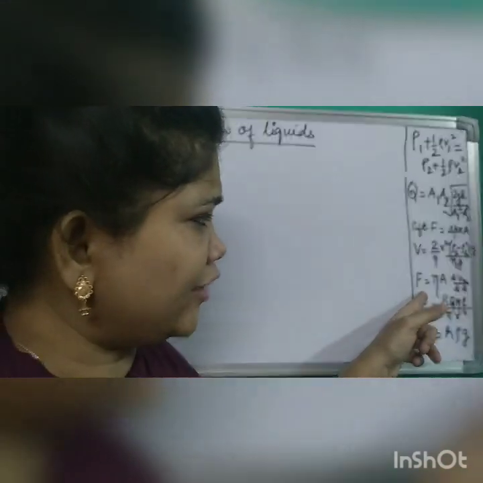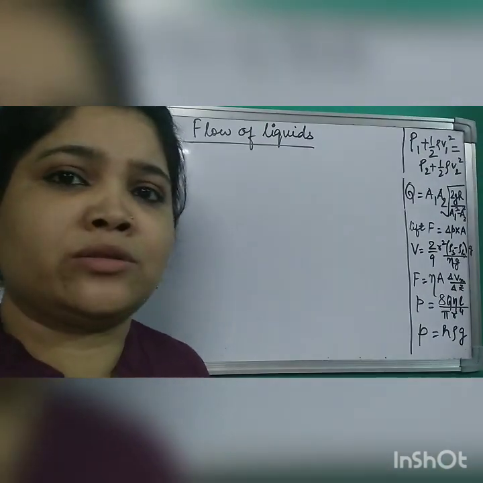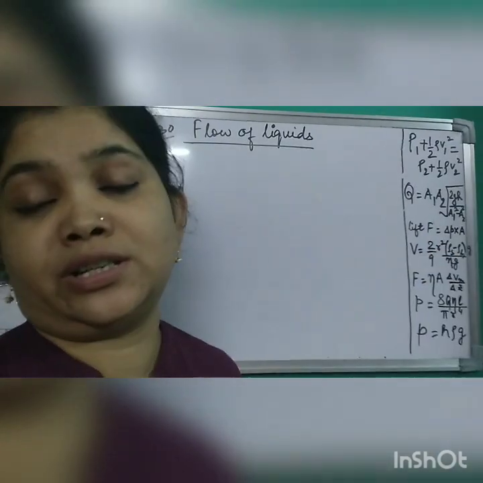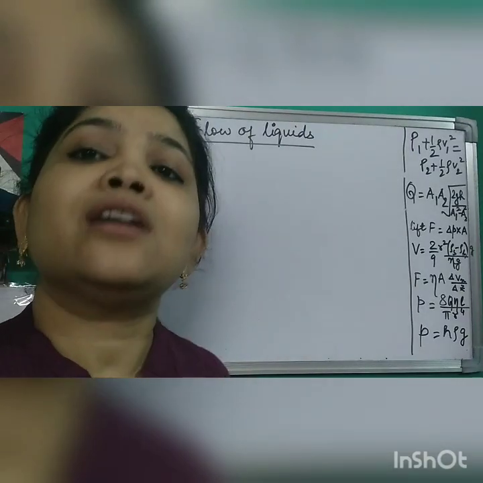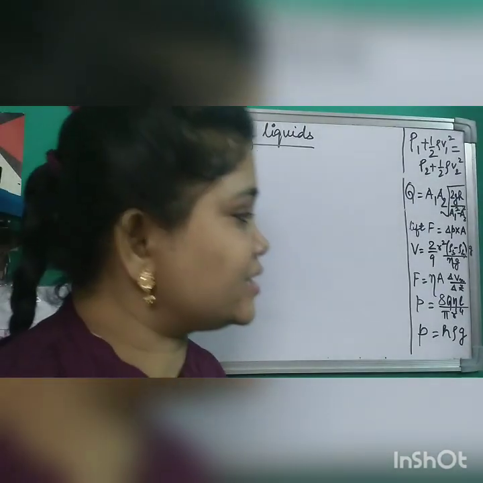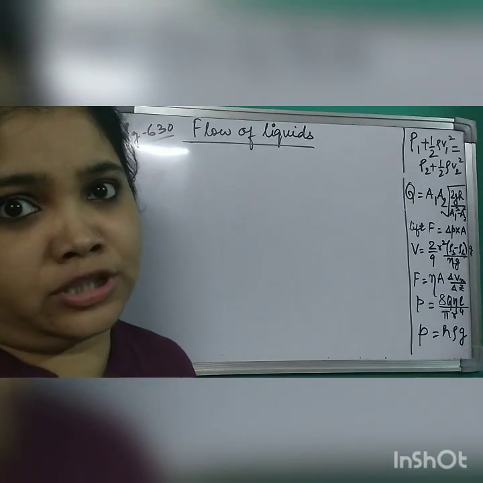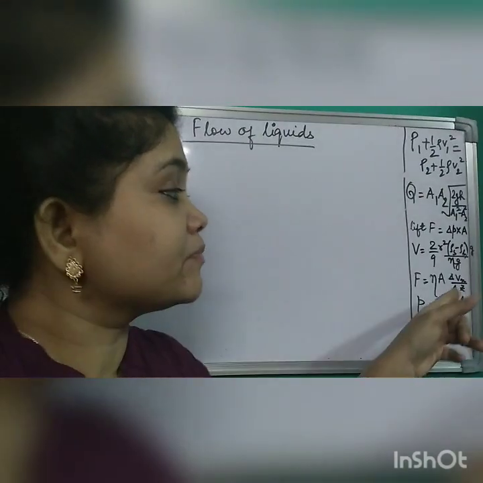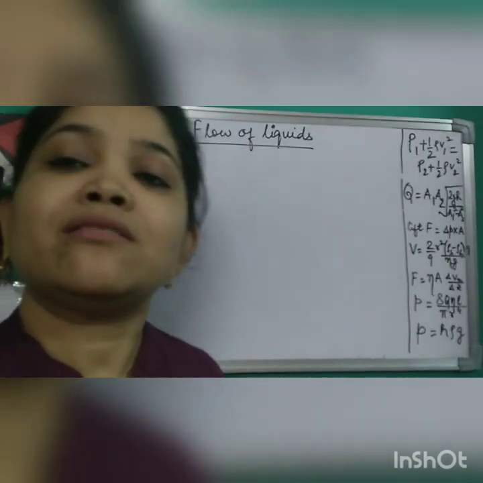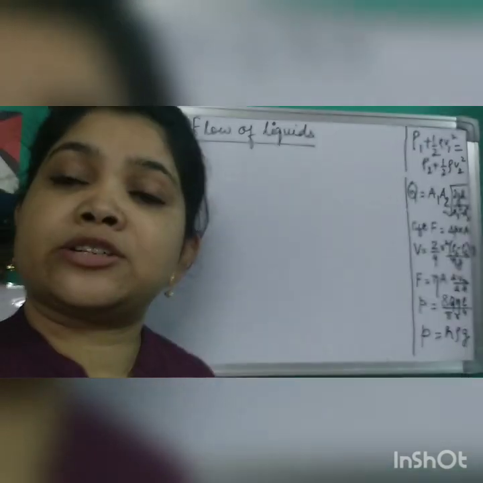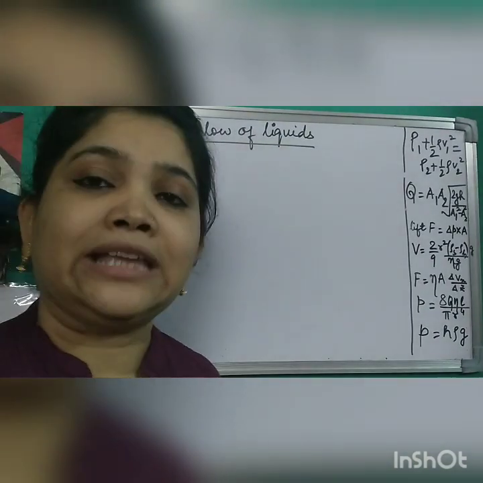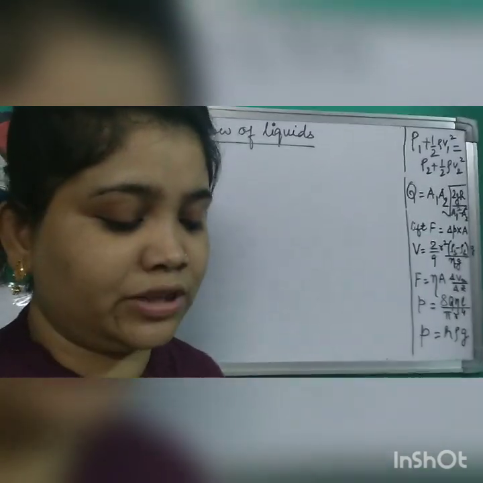Now F, this is the velocity gradient formula, as you know. Force is eta, viscosity, times area into the velocity gradient, which is delta Vx by delta z. Next we have Poiseuille's formula: P is equal to 8 Q eta L by pi r to the power 4. Q is the quantity of liquid, eta is the viscosity, L is the length, r is the radius. And as you know, we will require the pressure inside a liquid, which is h rho g. Okay, so let's start with the sums.